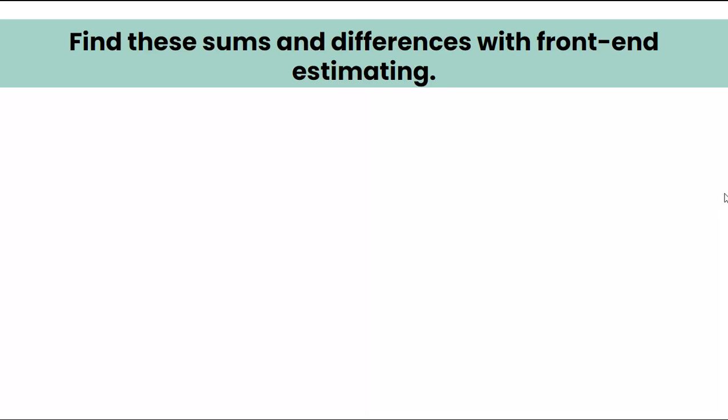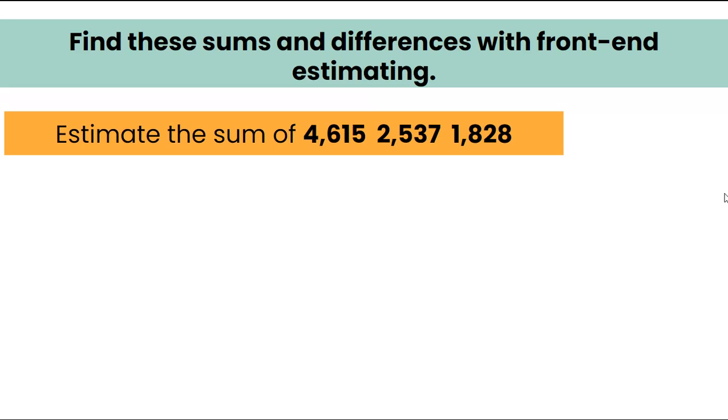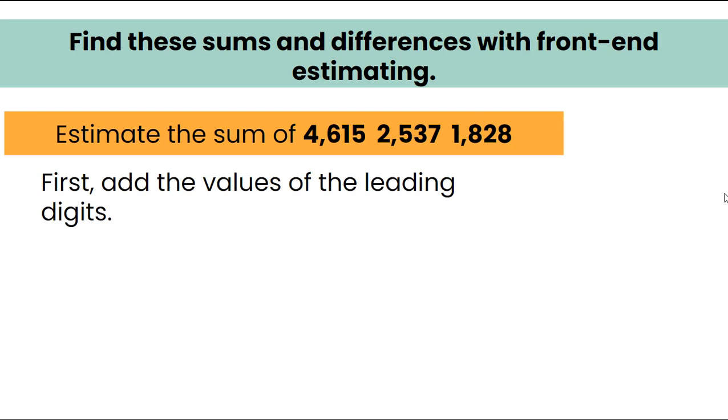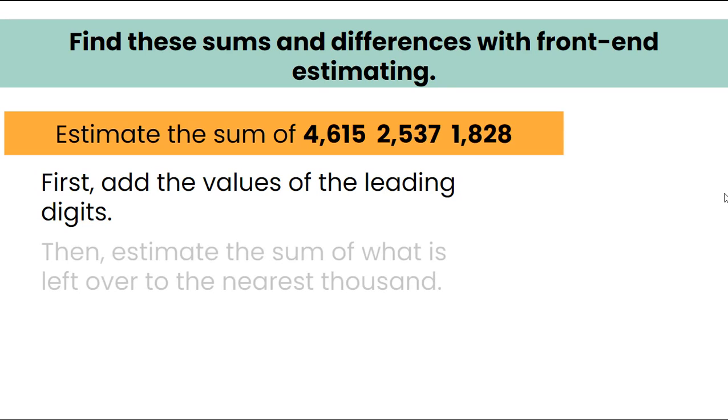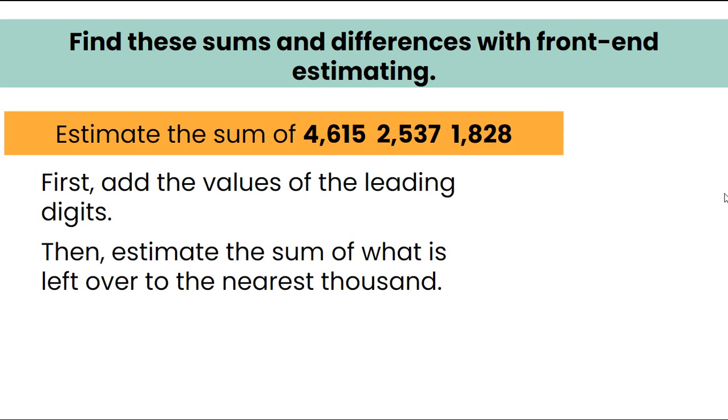Another way to use estimating and rounding to find a ballpark answer is to do front-end estimating and to adjust my answer. Here I have three numbers: 4,615, 2,537, 1,828. I'm going to be estimating the sum, which means I'm going to be adding. So first, I'm going to add the values of the leading digits, and then I'm going to estimate the sum of what is left over to the nearest thousand. I'll show you what that looks like.